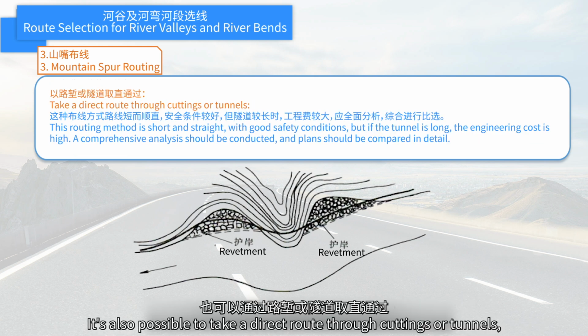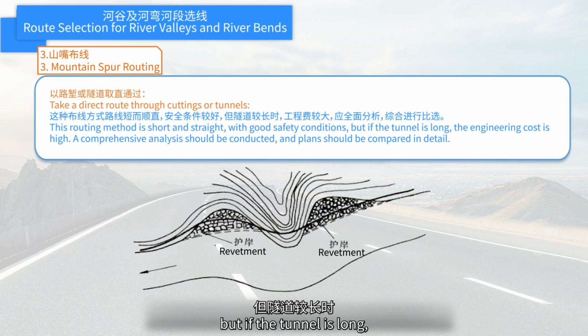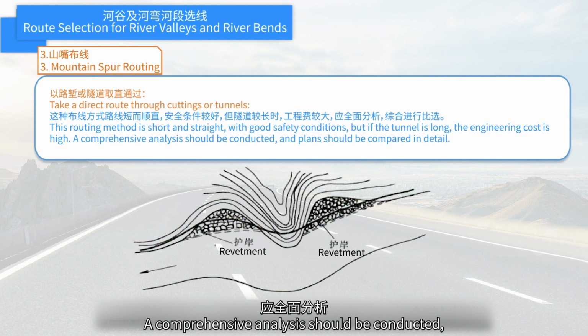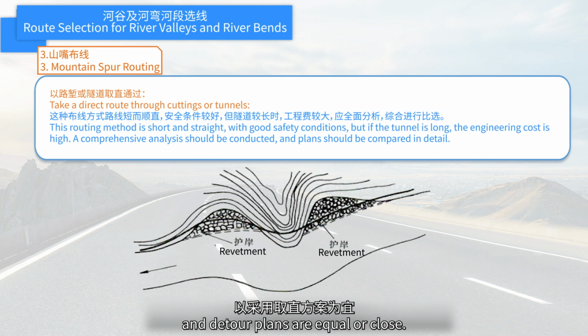It's also possible to take a direct route through cuttings or tunnels, which provides a short and straight route with better safety conditions. But if the tunnel is long, the engineering cost is high. A comprehensive analysis should be conducted, and plans should be compared in detail. Generally, a direct route is preferable when the engineering volumes of direct and detour plans are equal or close.